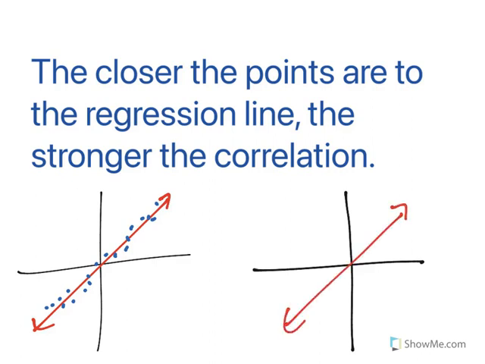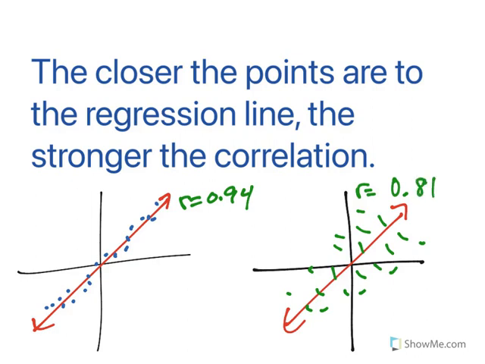Those dots are real close to my regression line. Now, if I have this regression line, and my dots are like this, it is going to be less. So this might have an R value of like 0.94, maybe even higher, because those are real close to the line. This might be like 0.81. Still positive, still good, still a positive correlation, but because the dots are farther from the line, we have a less strong, right? Not as strong a correlation.